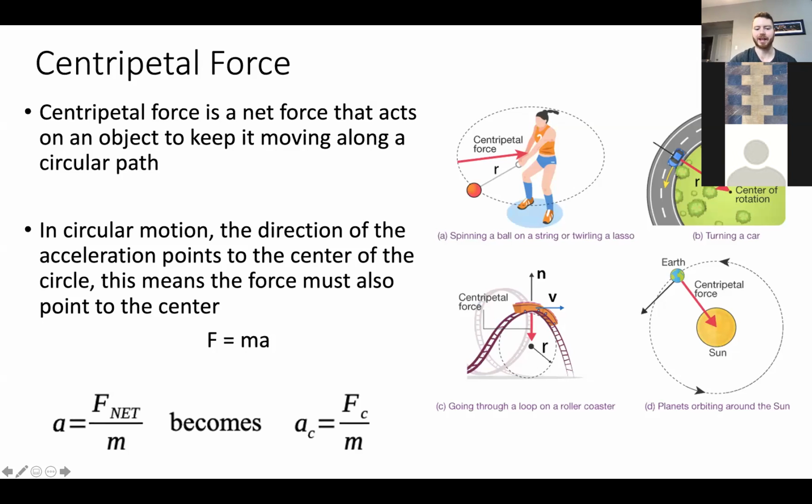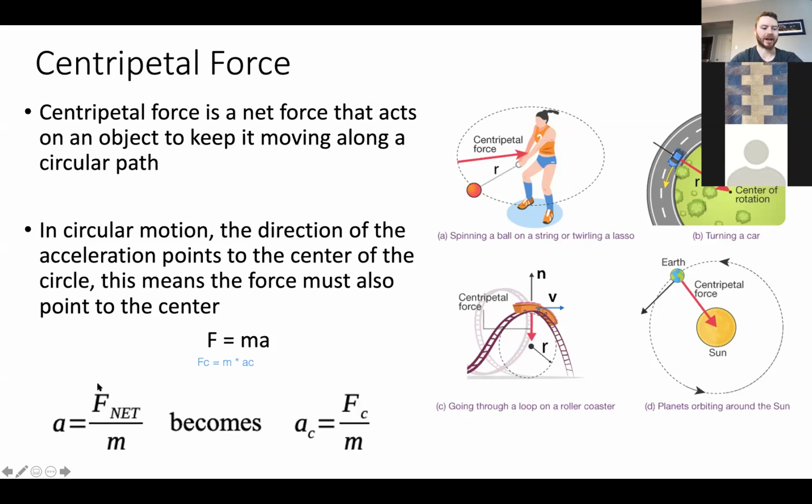Okay, here are our same images from last slide. If you wanted to calculate the centripetal force, it's going to use this formula, except it's going to look slightly different. So it'll be Fc is equal to the mass times the centripetal acceleration. Okay, so centripetal force is equal to the mass times the centripetal acceleration.